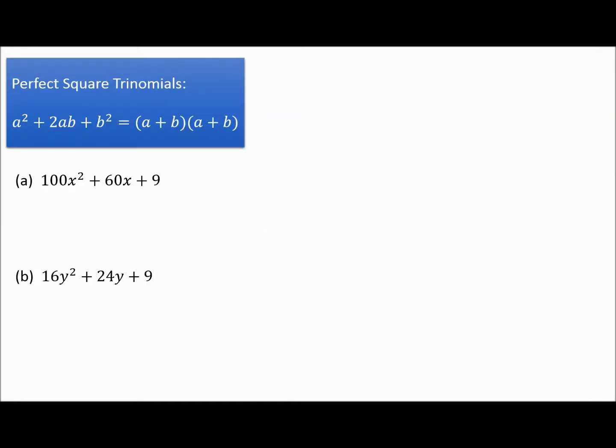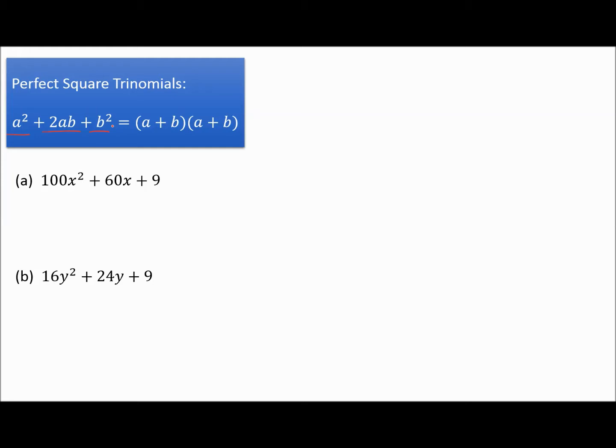I want to talk about several types of factoring techniques of what we call special products. We'll talk about several. One is the perfect square trinomial. Notice this is a trinomial because it has three terms: A squared, then 2AB, and then B squared. If you find a trinomial of that format, it factors into (A plus B) times (A plus B).